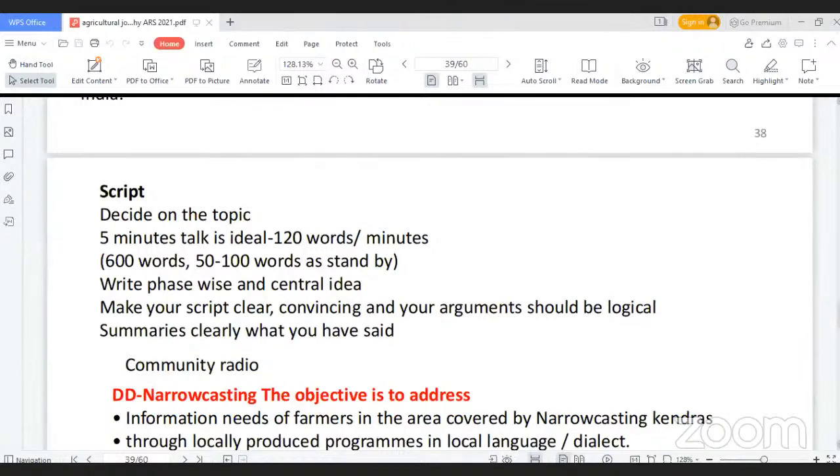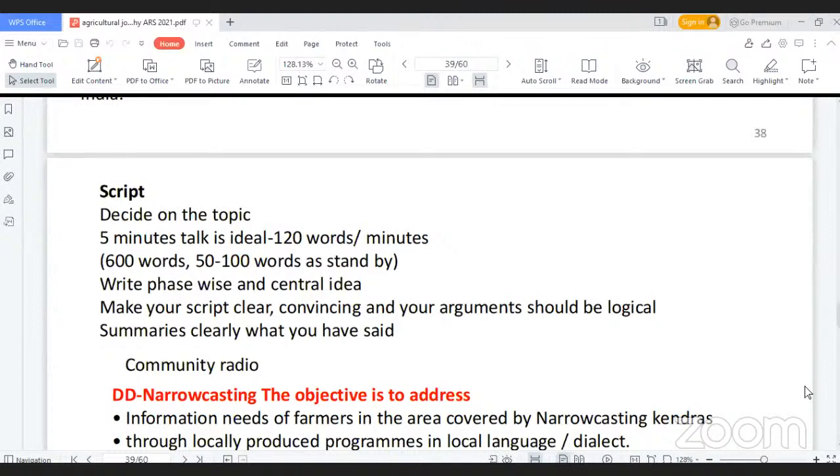You have to decide on the topics. A 5 minute talk is ideal for most talks. For example, most farm programs are 5 minutes on agriculture, related to maybe agricultural pests or maybe prices. After that, at 7:30, all over India, the Kisan Vani program was launched. So generally a 5 minute talk is ideal for radio.